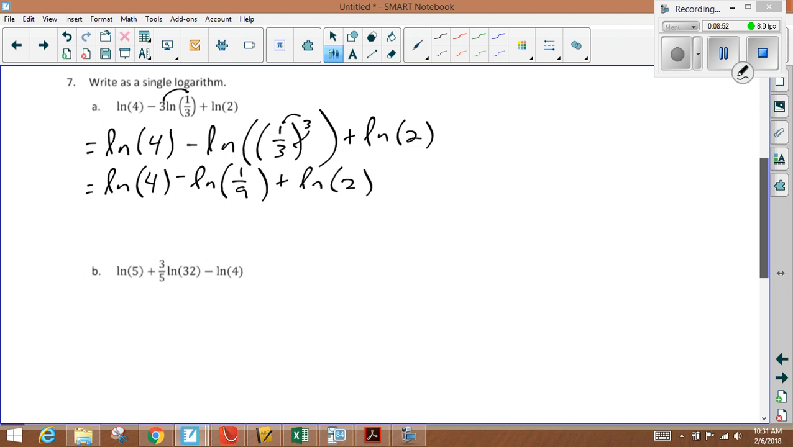Now let's put it all together. I like to do my subtraction first. So I'm going to write that as a quotient, right? So that's natural log of 4 over 1/9, because when I subtract, I can take this and make a quotient. It's just weirder because I have a fraction. Plus natural log of 2. So 4 divided by 1/9, you can put that in your calculator. It will spit out for you 36.